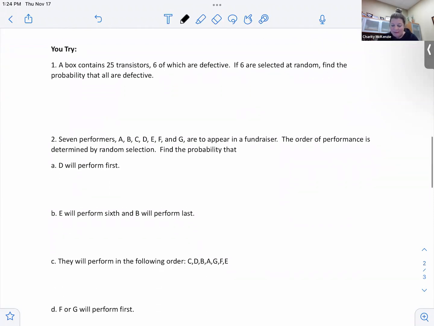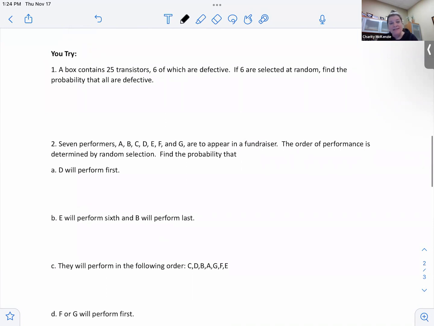Okay, so with these last couple, if you want to pause the video and try them and see if you can get them right, okay? And then start the video back up. This one says a box contains 25 transistors. Sorry, 6 are defective. If you pick 6 at random, what's the probability they're all defective?